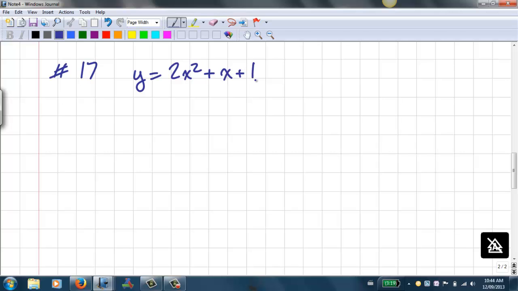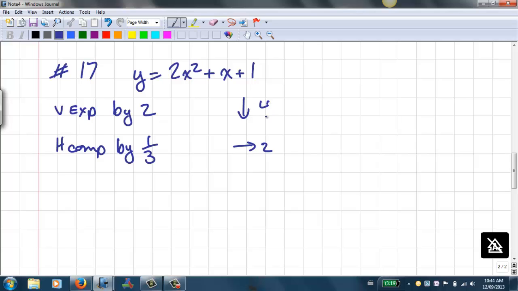undergoes a transformation. It's going to be stretched vertically, so a vertical expansion by a factor of 2, a horizontal compression by a factor of 1/3. It's going to get shifted to the right 2, and it's going to get shifted down 4. Okay, so those are the things that are going to happen.